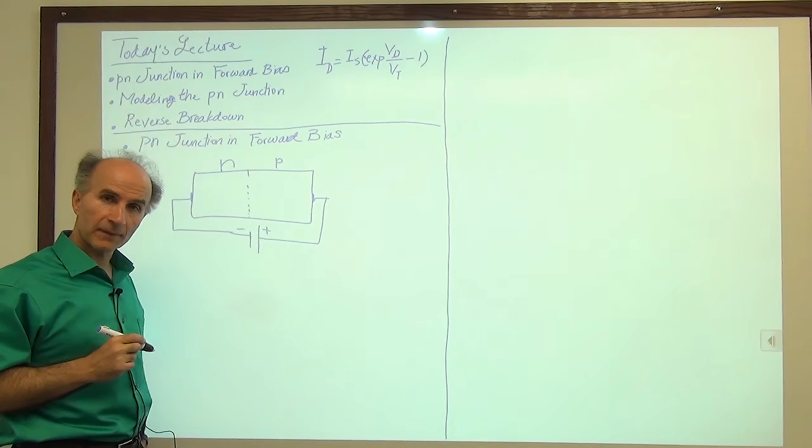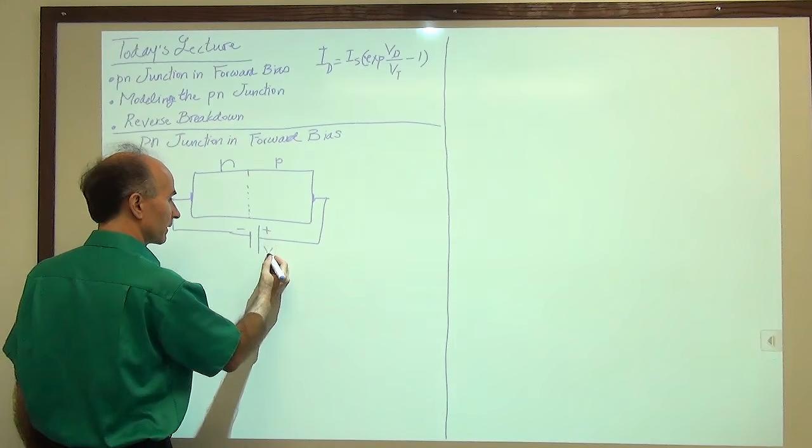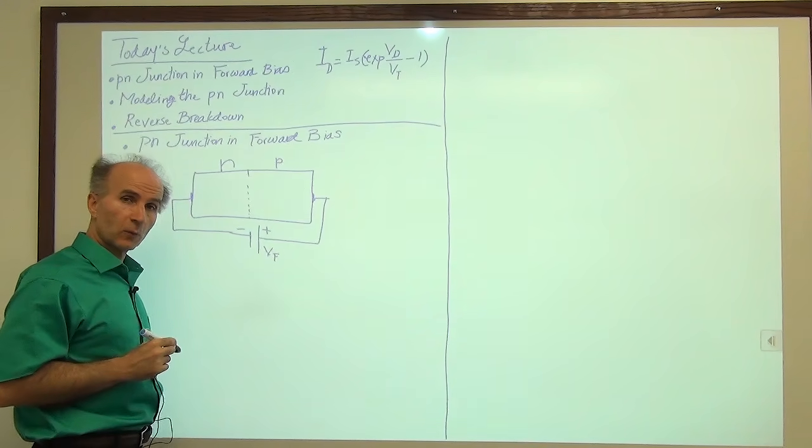Okay, so now what happens? Well, let's call this Vf for forward bias voltage.